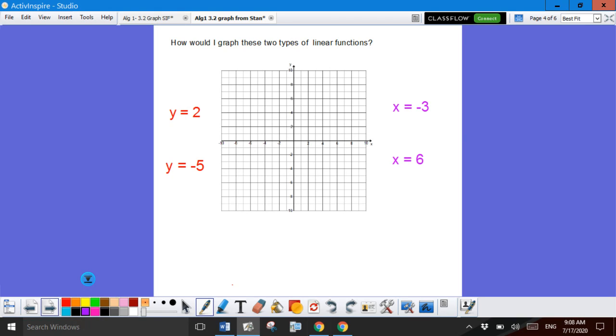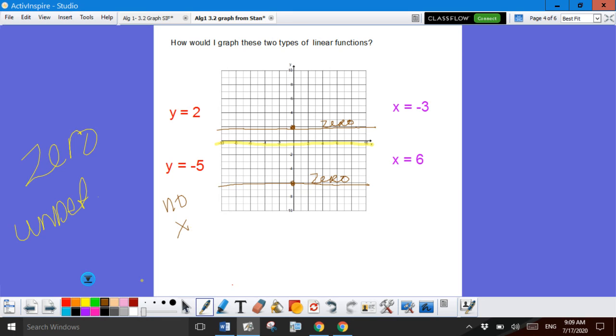All right, so how do we graph these two functions? So we have y equals 2 and y equals -5. Well, remember, we've got 0 slope and we've got undefined. And remember, these have no x, so that means they cannot touch the y-axis. If y equals 2, that's here, and y equals -5, that's here. Those are going to be my 0 slopes.